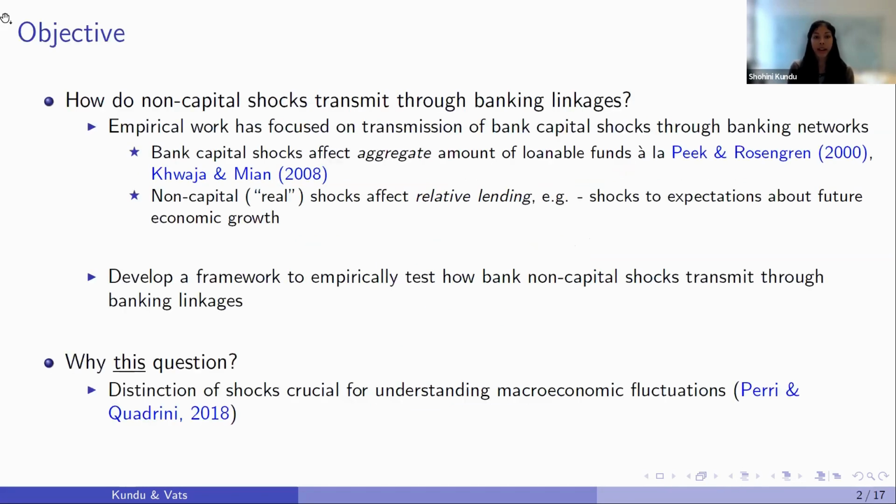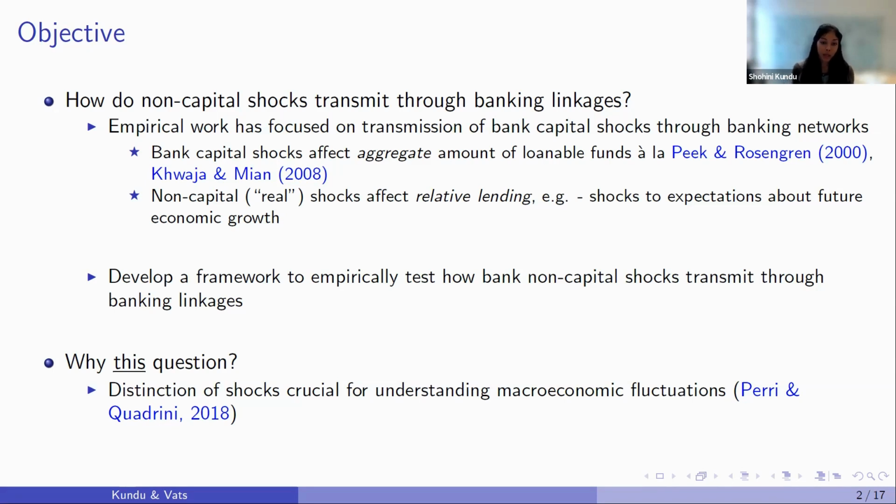So the main question we're after in this paper is, how do non-capital shocks transmit through banking linkages? Addressing this question is important to study how different types of shocks have varying macroeconomic consequences. In theory, when banks are the primary source of aggregate fluctuations, banking integration can result in the synchronization of business cycles. But when non-banking shocks are the primary source of aggregate fluctuations, theory suggests that business cycles are decoupled and they can experience negative co-movement of business cycles.